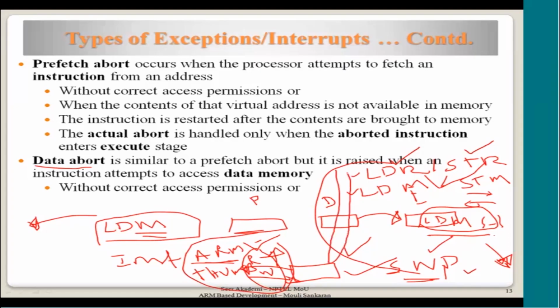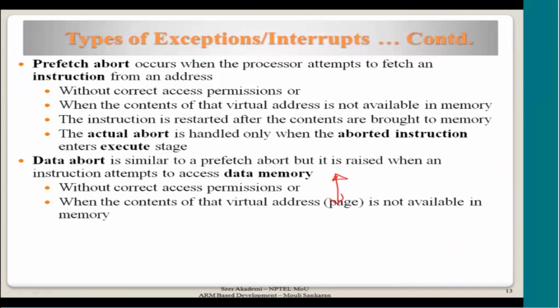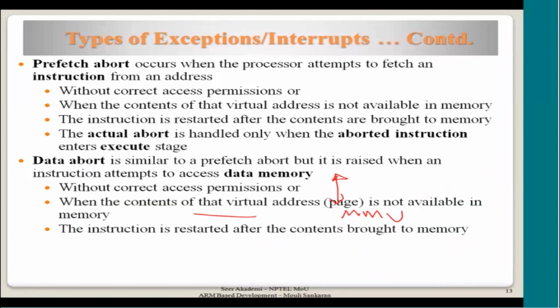Are there any other instructions which access data in the memory? I don't think so. If you remember, let me know. So these are the instructions which cause it, and that also happens only when they are in the execute stage of the pipeline. Please remember that. So when the contents of the virtual address page are not available, again MMU related stuff, keep in mind it could happen because of some page missing. We will come back to this.